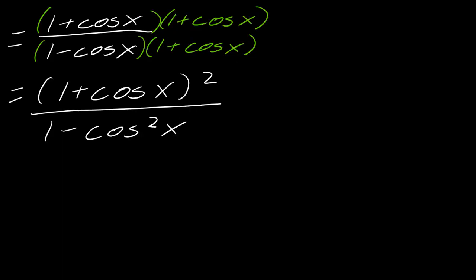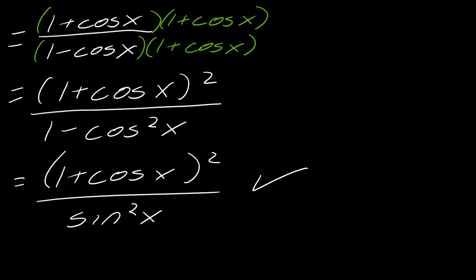So if I work through this, multiplying this all out, I have (1 plus cosine x) squared, this times itself. And then the denominator, when I multiply all this together, becomes 1 minus cosine squared x. And okay, 1 minus cosine squared x, what is that? That is the Pythagorean identity, so that just equals sine squared x in the denominator, and this was what we were trying to verify.